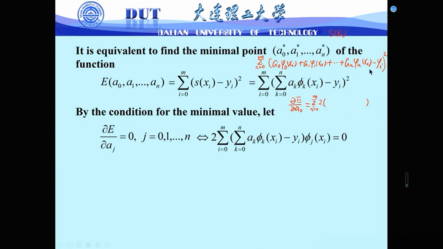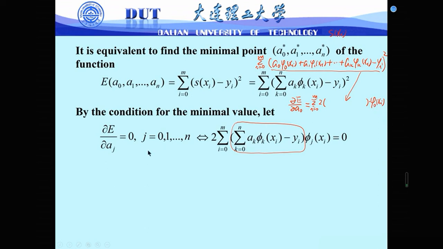It's okay? So remove this bracket here. Okay? So this is right here, the summation of k from 0 to n, ak phi k xi minus yi. This term. Then multiply the partial derivative on a0. A0 is the unknown variable, so the coefficient is phi 0 xi. So that means we multiply phi 0 xi here. It's okay? Because here is a0, here is phi 0.